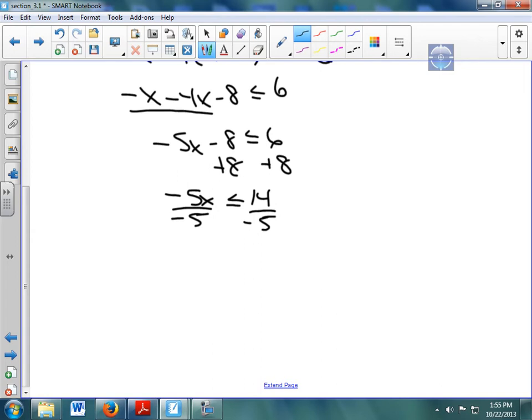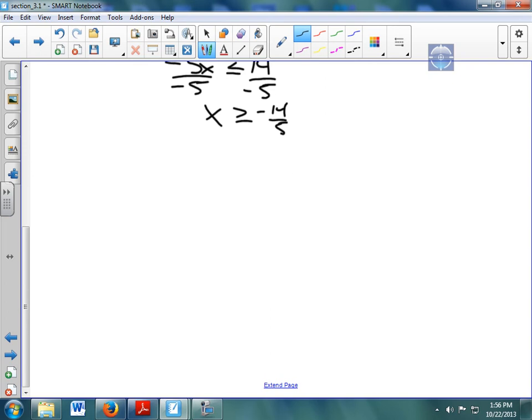I'm going to divide by a negative. Very good. Flip the sign. Whenever you multiply or divide by a negative, you flip it. So now I solved it. Now I have to come up with interval notation.